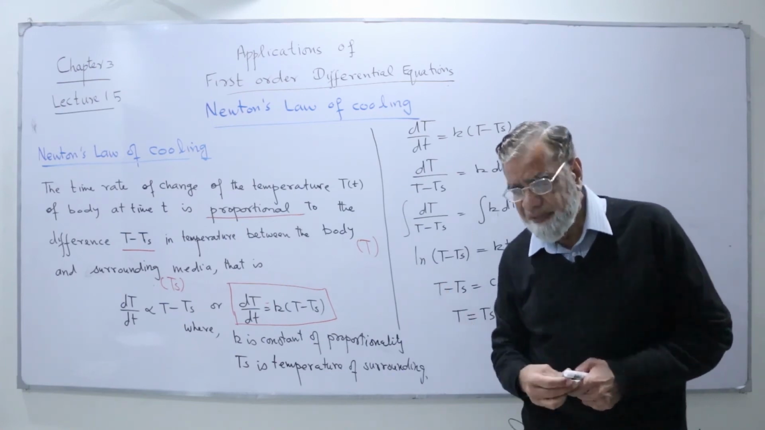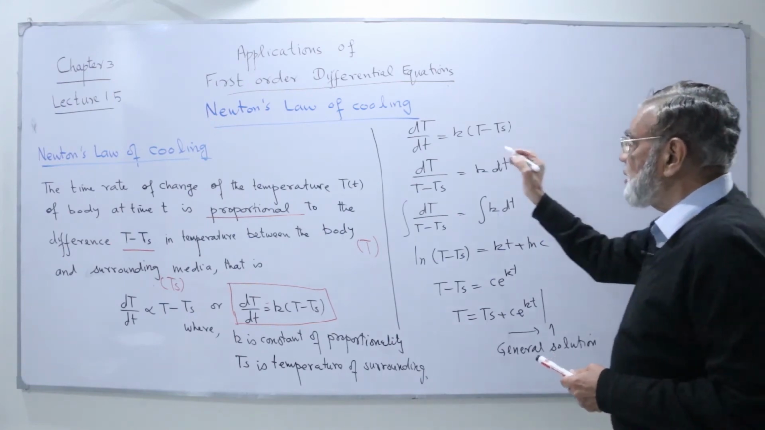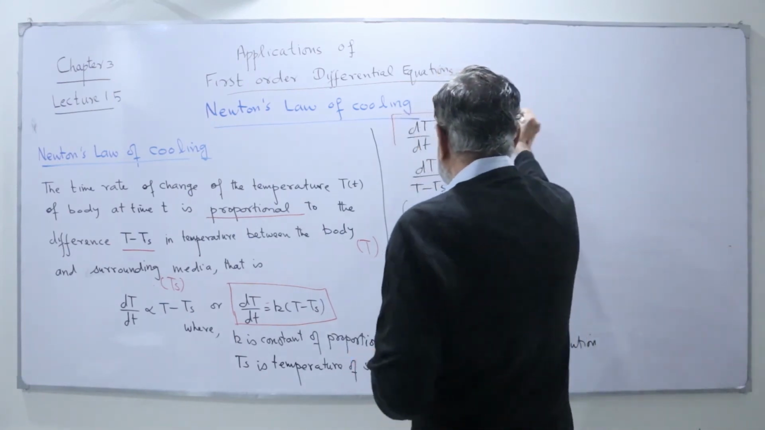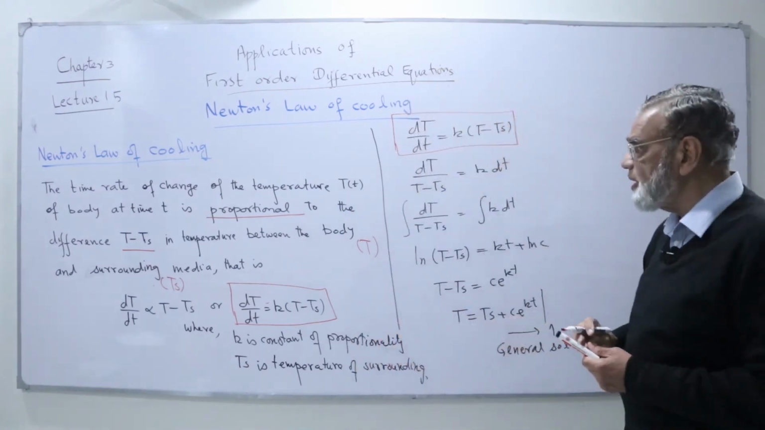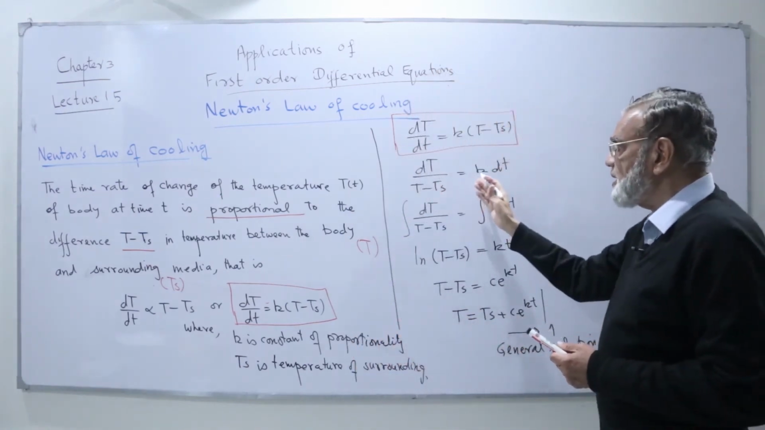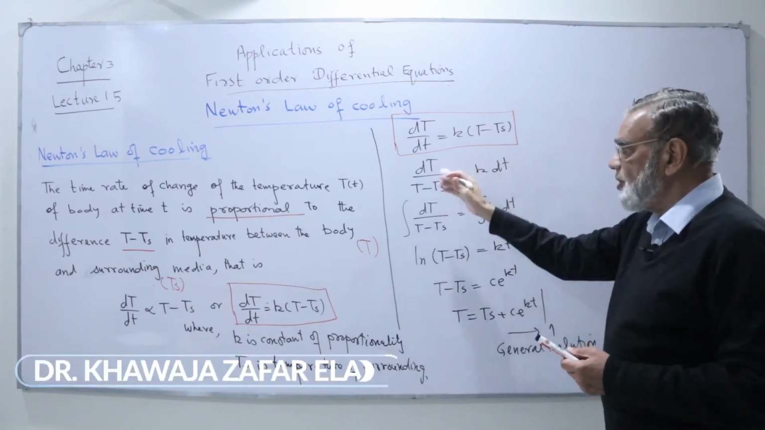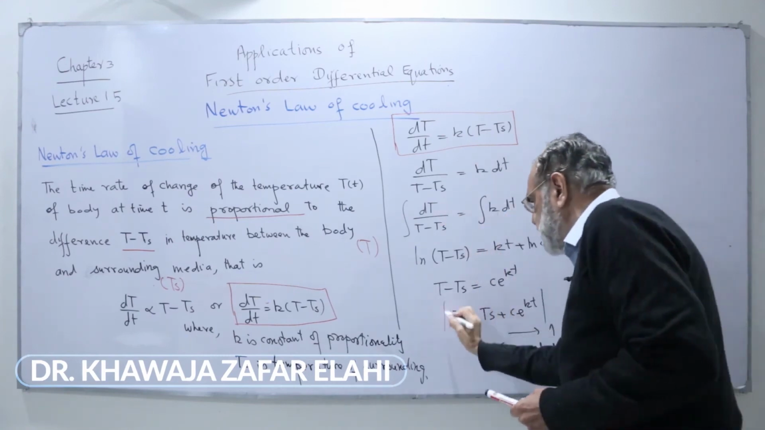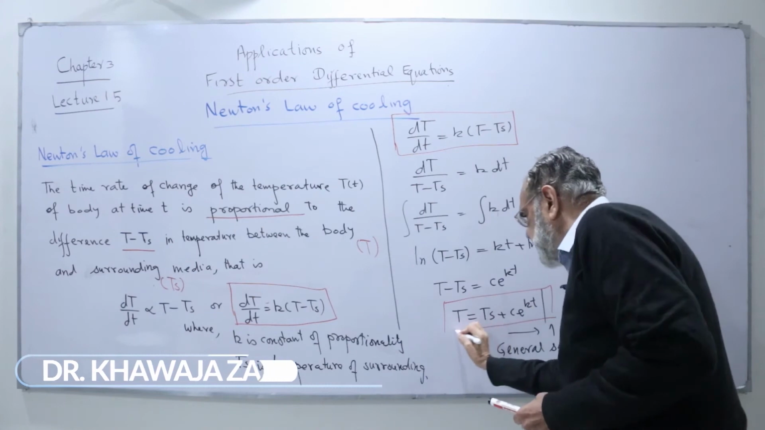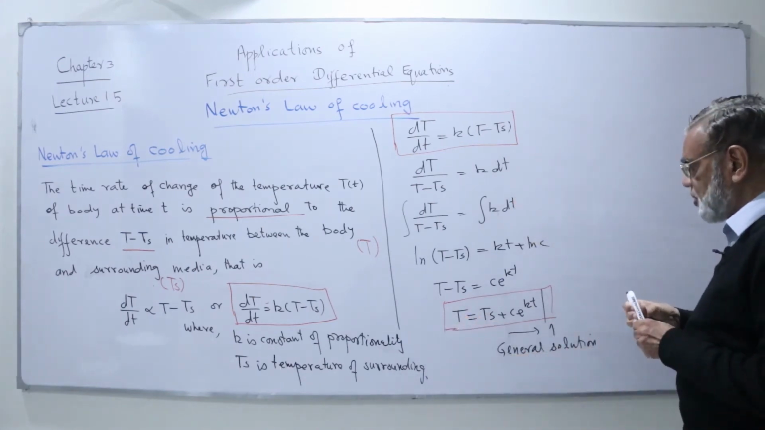I will explain with the help of an example. Let me check again. Here we have the general formula for Newton's law of cooling. This is my differential equation and I want to solve it. We solve it by separation of variables, giving dT over T minus Ts equals K dt, where T is the temperature and t is the time. The variables are separated, we integrate both sides and simplify, and we get the solution T is equal to Ts plus C e to the power Kt.